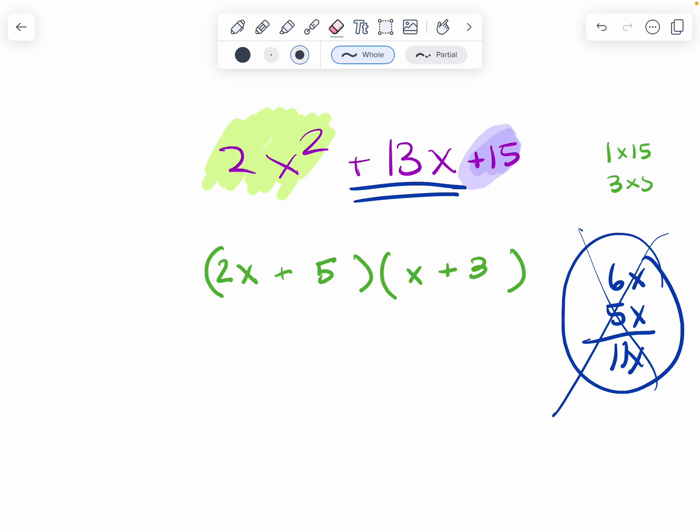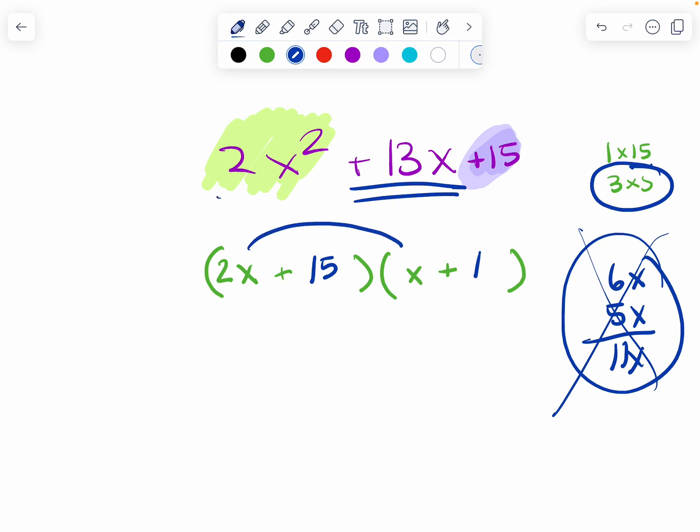So one of two things happens. 5 and 3, the way that I've written them right now, isn't right. So I can do one of two things. I can change the numbers completely. Let's make it 15 and 1. 2x times x gives me the 2x squared. 15 times 1 gives me the 15.